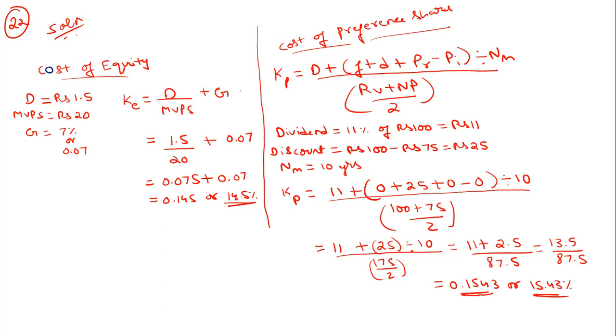Any question here? Proceed. Okay, next is what? Debenture, cost of debt, or debenture. Very good. Now, is it redeemable or irredeemable? Redeemable. Very good. Therefore, the formula goes like this.